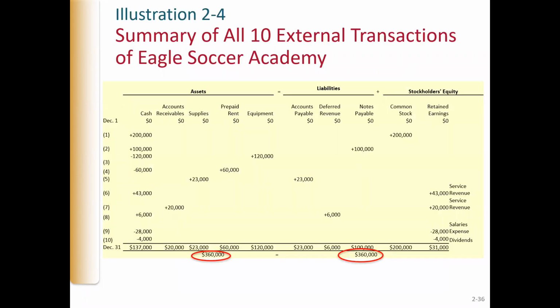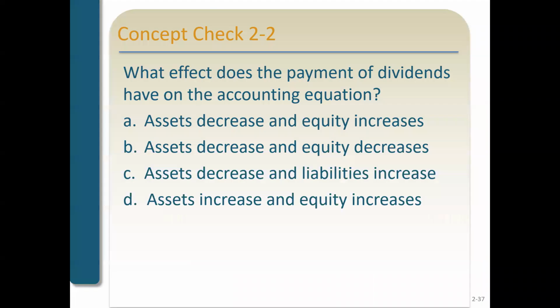So after all of these transactions, we show exactly what was affected by each transaction. But after each one of these 10 transactions, our assets still equal our liabilities plus our stockholders' equity. So guys, what effect does the payment of dividends have on the accounting equation?